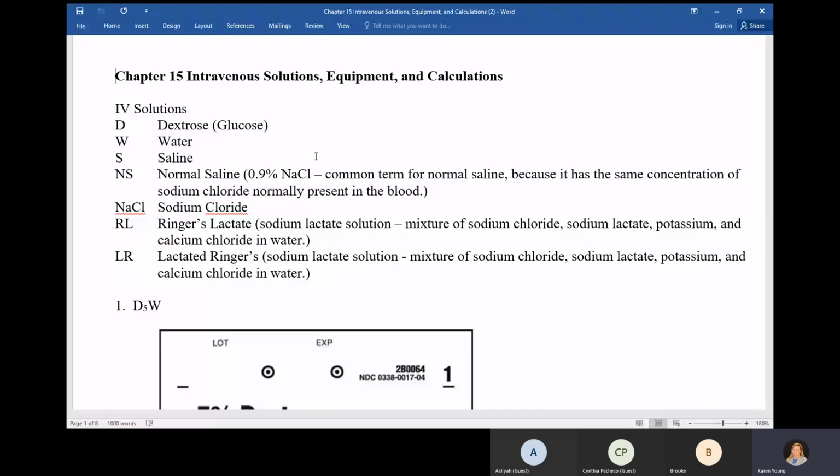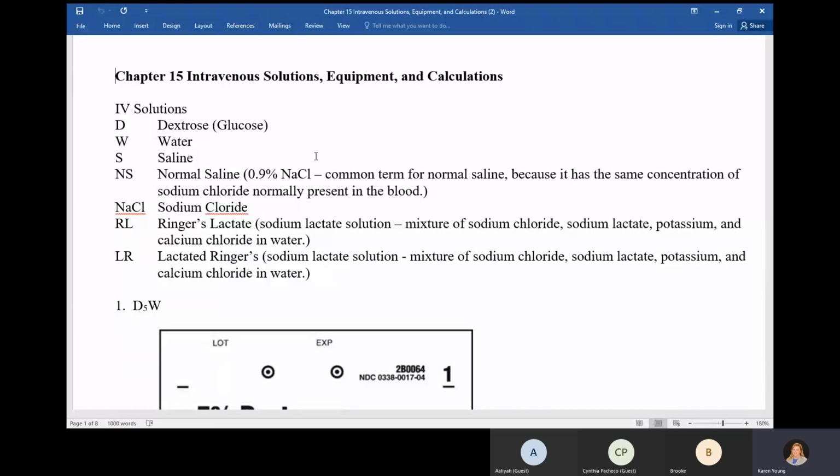We have the sodium chloride, which is the NaCl. Ringer's lactate, the RL, and the lactated ringers, the LR. If you'll notice, they're the same thing. I don't know why one of them's called Ringer's lactate and the other one's called lactated ringers, but it's a mixture of sodium chloride, sodium lactate, potassium, and calcium chloride in water. I don't know if it's maybe two different manufacturing companies or what. So those are all your abbreviations, and you'll see them. I just wanted you to kind of know what they were instead of saying, okay, it's D5W.